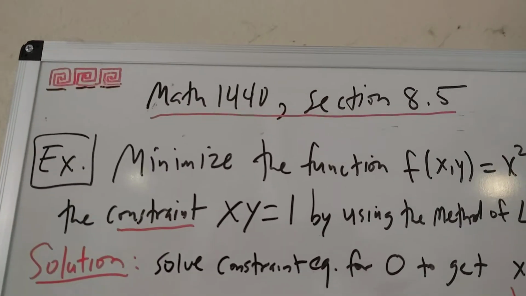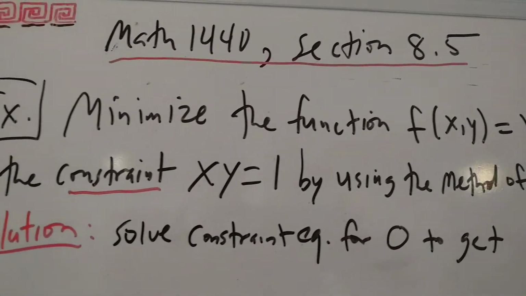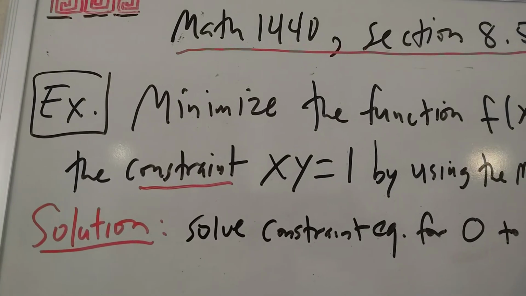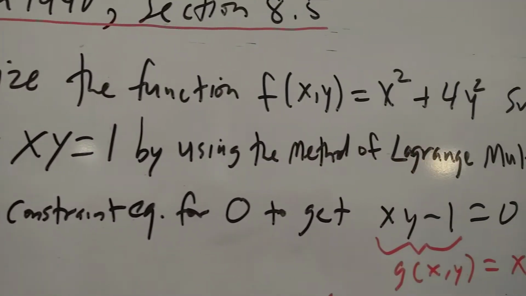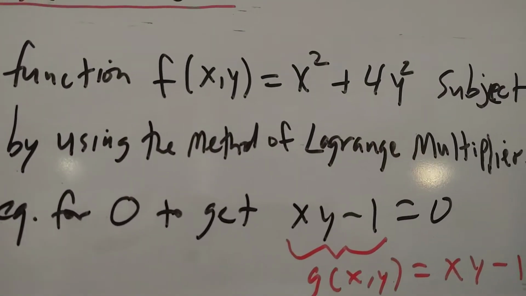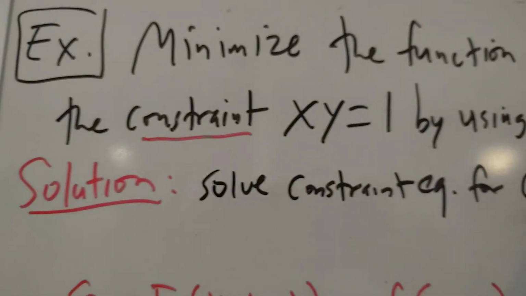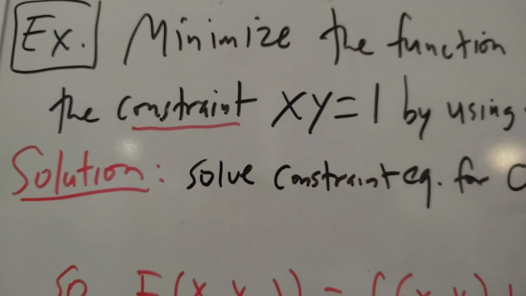Welcome class, this is Math 1440, section 8.5. We're going to go over this one long problem. Minimize this function in two variables, x squared plus 4y squared, subject to the constraint xy equals 1.